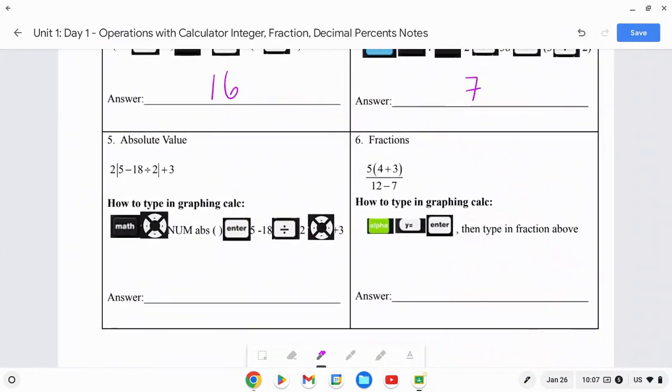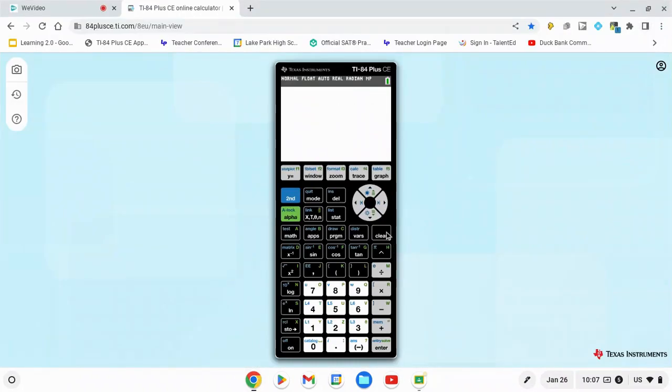Okay, the next one we're going to talk about is how to type in absolute value bars. So absolute value bars are a little bit more challenging. So again, it has the steps below if you ever want to refer back to what I'm doing. But I'm going to demonstrate right now with you. So I'm going to clear everything out, and then I'm going to type the number 2 in, and now I need an absolute value bar.